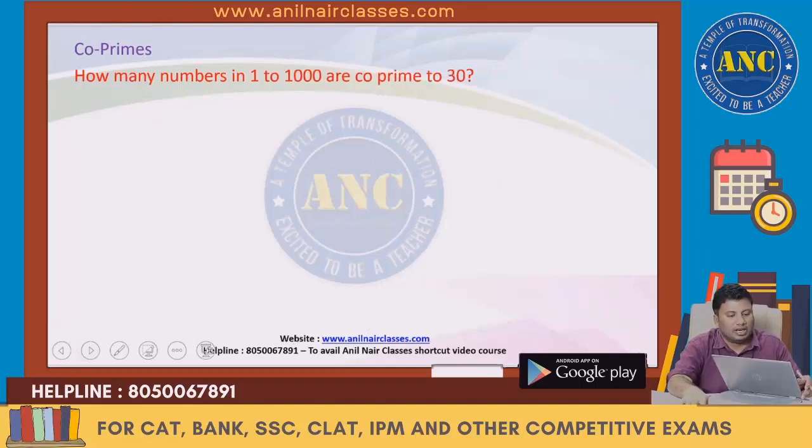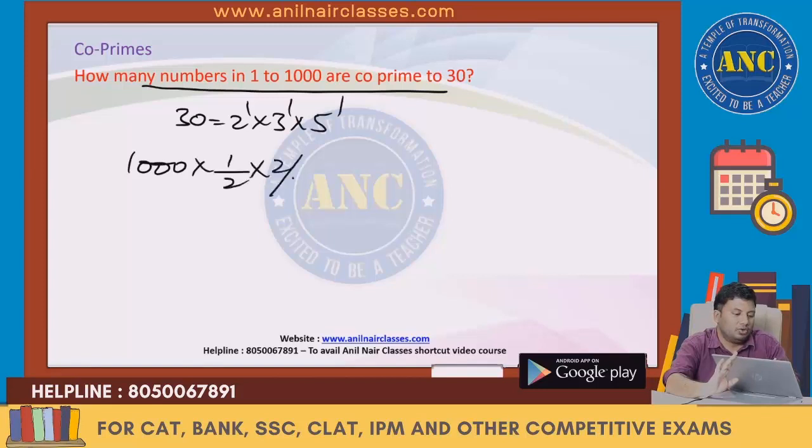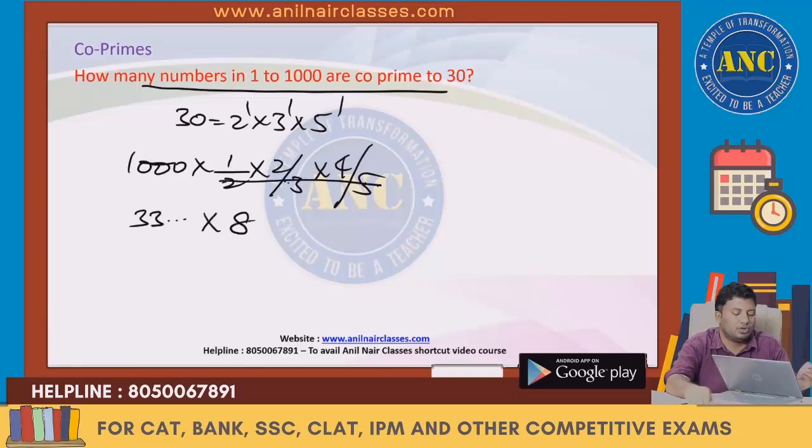Now, till here also, how many numbers are co-prime to 30? 30 is 2 into 3 into 5. So 1000 into 1 by 2 into 2 by 3 into 4 by 5. 2 threes are 6, 6 fives are 30. 30 goes 33 point something times, into 8. So 33 into 8.